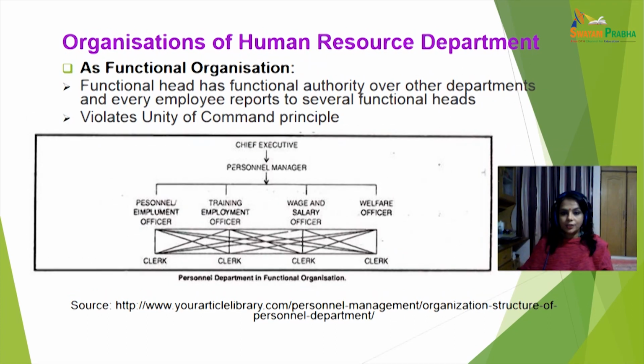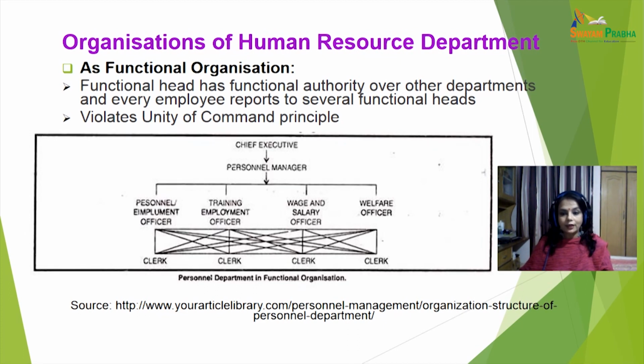The next type of organization structure is the functional organization structure. Now, in functional organization structure, the organization is again divided according to the functions. Say, if we take the example of the personnel department, it is again divided according to the functions, like maybe an employment officer, the training and development officer, the wage and salary officer, and the welfare officers are there. And under them, in each of the departments, clerks are working.